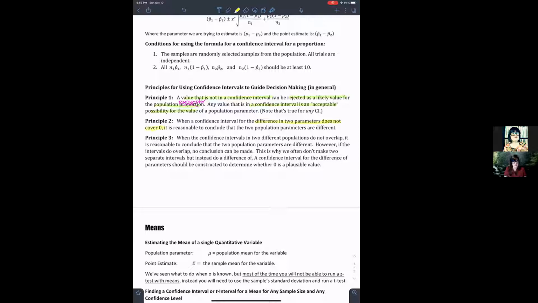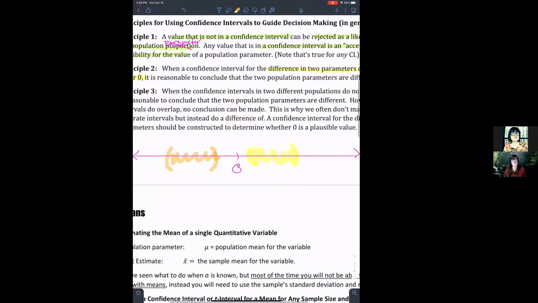Just take a second and think about what that means. So here's my number line, here's 0. If my confidence interval does not cover 0, then it's either fully positive, or fully negative. I have one of these 2 choices. Now, they don't have to be so close to 0, they could be much further out. But one of these 2 things is happening if I don't cover 0.